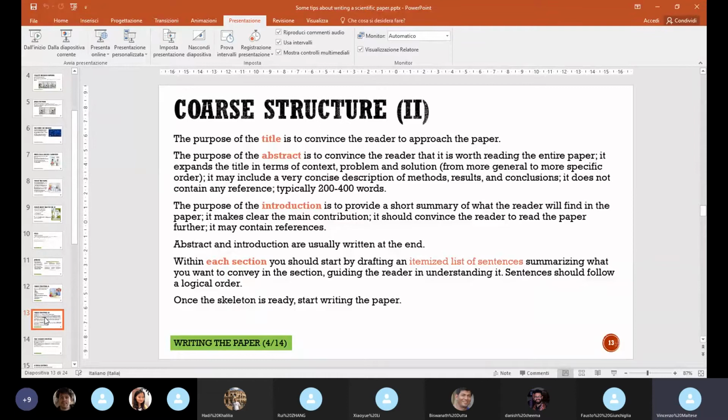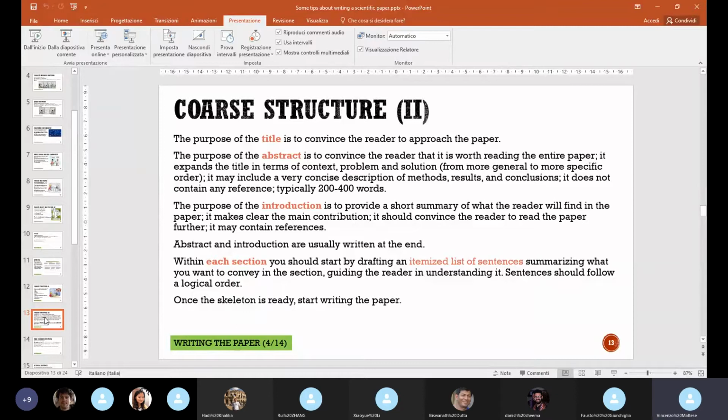One important thing is that abstract and introduction are typically written at the end because they are a kind of summary of your work. Therefore, whatever you write in the other sections should be written first in order to then be able to write a summary of those in the abstract and in the introduction.